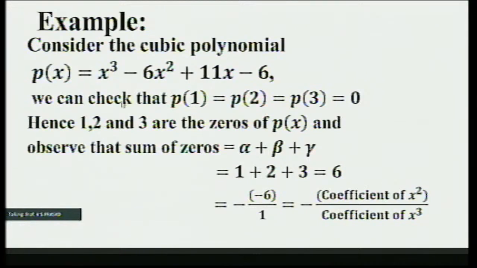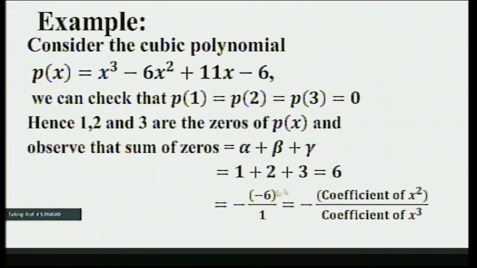If you put x equal to 1, you get p of 1 equal to 0. If you put x equal to 2, you get p of 2 equal to 0. If you put x equal to 3, you get p of 3 equal to 0. That guarantees that 1, 2 and 3 are the zeros of this particular polynomial p of x. I am giving the zeros directly. Then let us see what relation we get. Observe that for the sum of the zeros, alpha is the first root, beta is the second root, and gamma is the third root. So alpha plus beta plus gamma becomes 1 plus 2 plus 3, that is equal to 6.